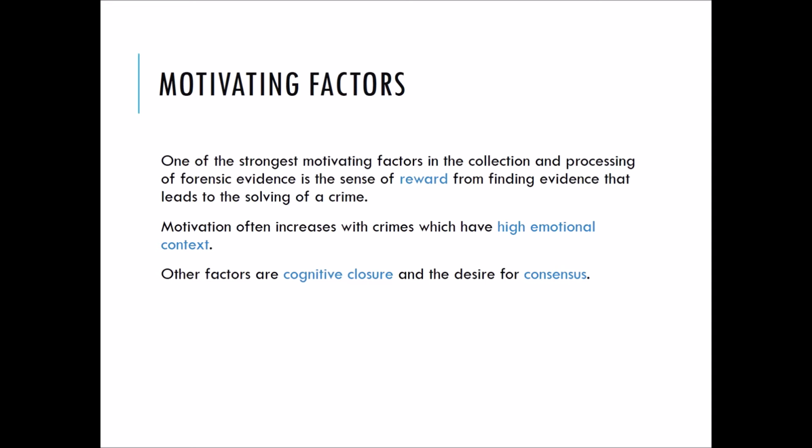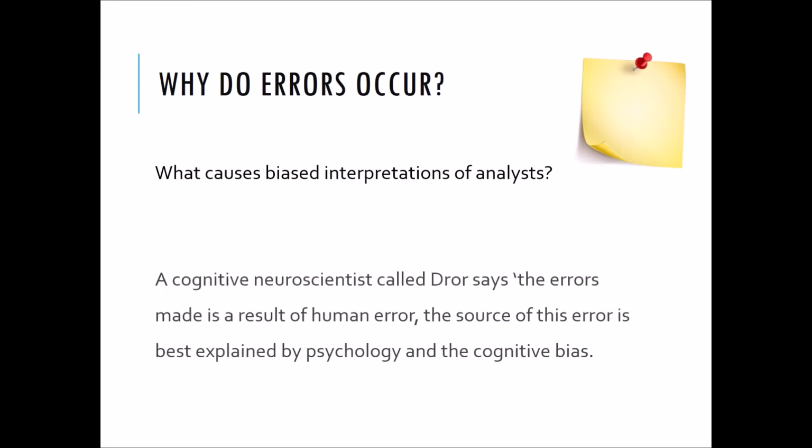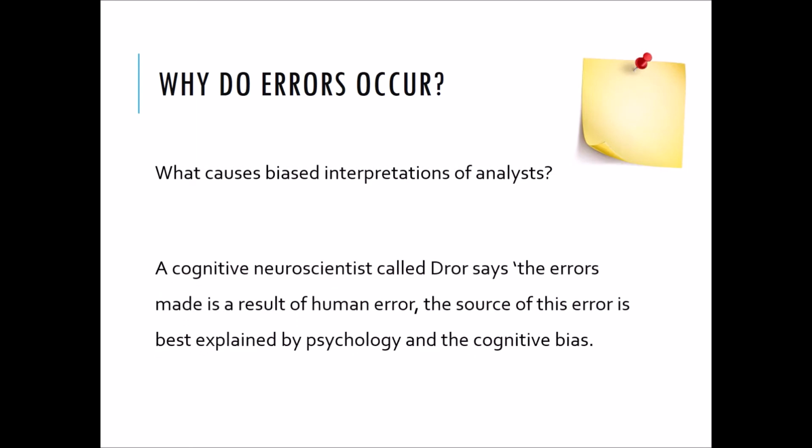By the need for consensus, we essentially mean that if there is a desire for each of the investigating team to be in agreement with each other, then you may be more likely to say yes, that's a matching fingerprint. So that's the only one that we're not going to look at in a lot of detail, but high emotional context and cognitive closure we're going to look at in a bit more detail, as these motivations are some reasons why errors may occur.